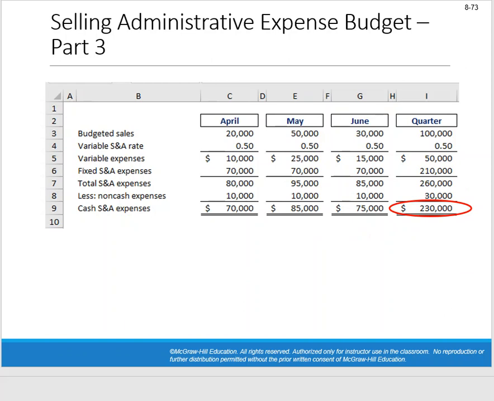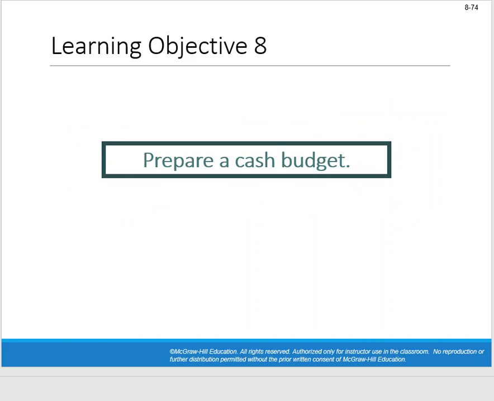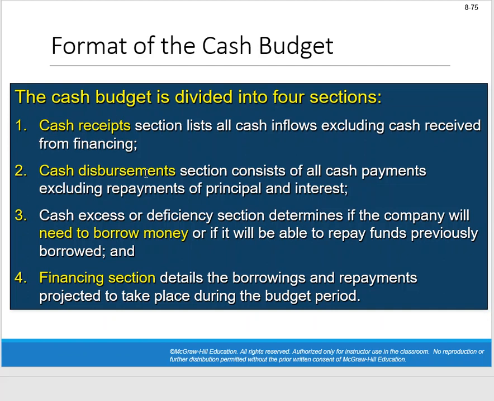So with all that, now we're finally ready to do our cash budget. So the cash budget is maybe one of the trickier parts. We're going to divide it up into four basic sections, some of these sections shorter than the other. So first, we're going to start with our cash receipts. And that's going to show all the cash inflows, except for cash from financing. Part two, we're going to do our cash disbursements. So here you're going to be tying in a lot of the cash outflows from all these other supporting schedules that you prepared. So that'll be all of our cash payments, except for those having to do with financing, repaying the principal and interest on any financing.